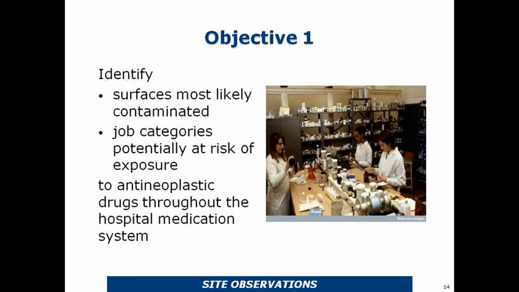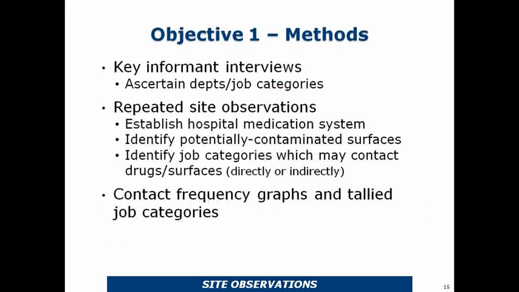Okay, so the first objective then is to look at which surfaces were contaminated, and then also determine which job categories might be at risk of exposure. And this is through site observations, as I mentioned when we looked at the timelines. In order to do this, we interviewed key informants, and these were individuals that were department managers, head technicians, the charge nurse, just to get a sense of which departments might have the drug products flow through them, as well as which job categories might contact these drug products.